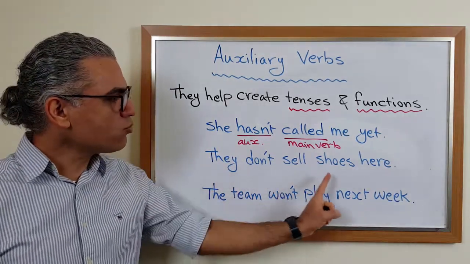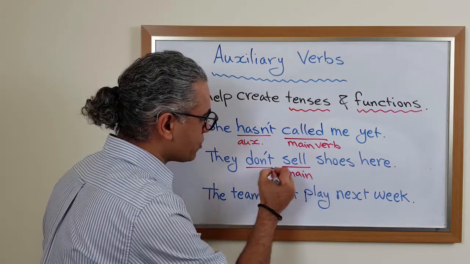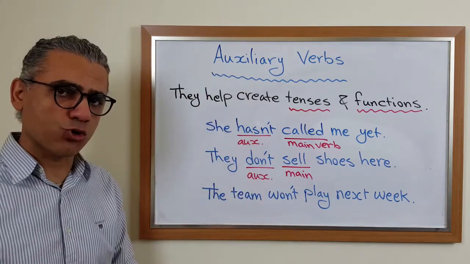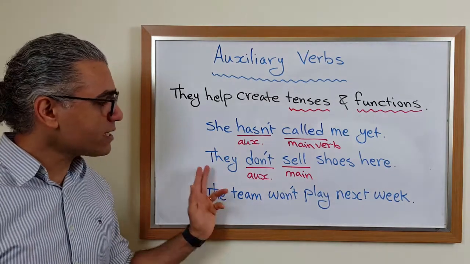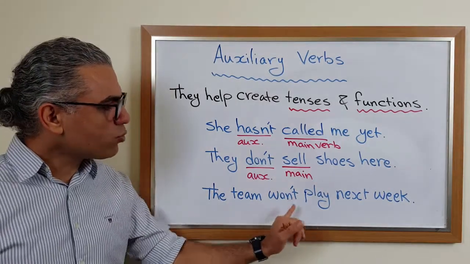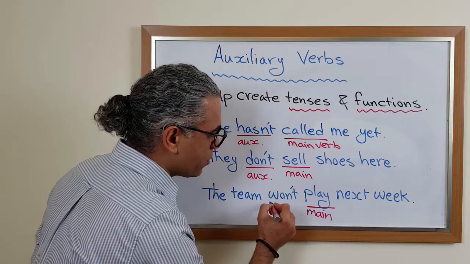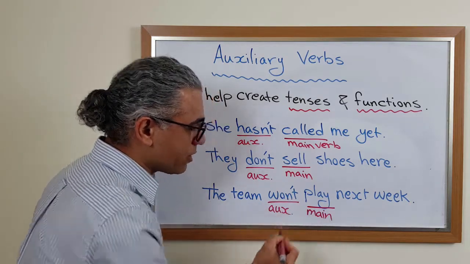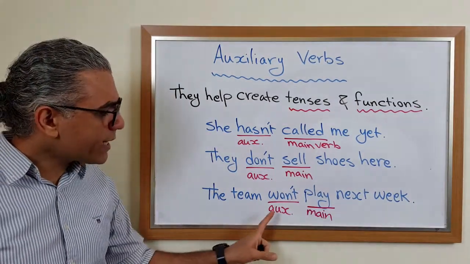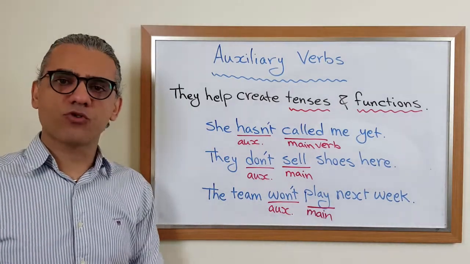Look at this. They don't sell shoes here. Again, sell is your main verb and don't is your auxiliary verb in here. And with don't, we use do or don't in the negative form to create the present simple tense in the negative form. The team won't play next week. Again, play is your main verb and won't is your auxiliary verb, which is also a modal verb. And with won't, we use this auxiliary verb in the form of a modal verb to create the future simple tense.